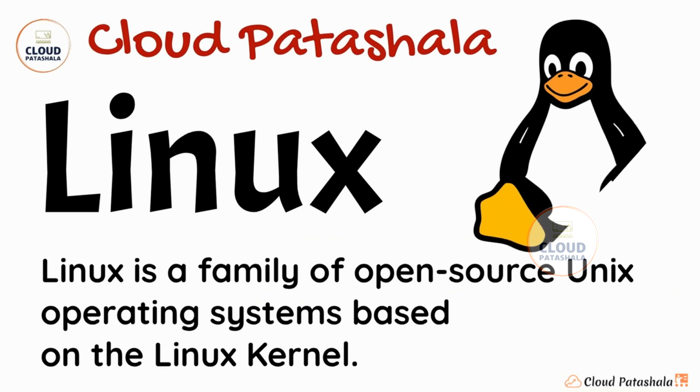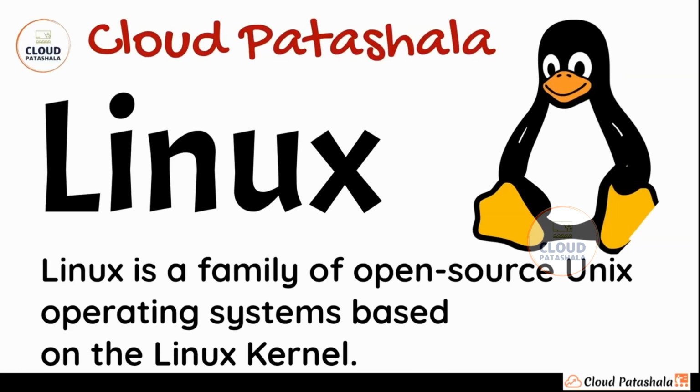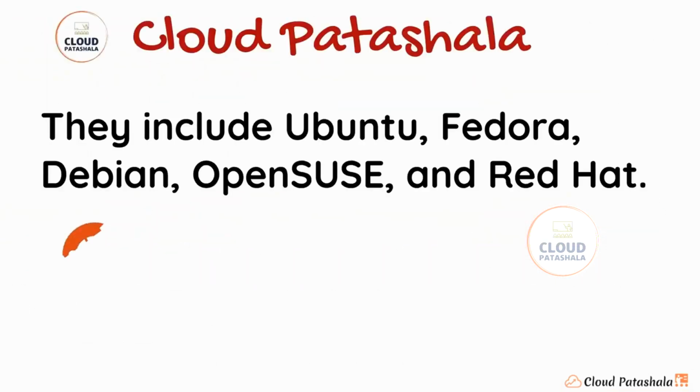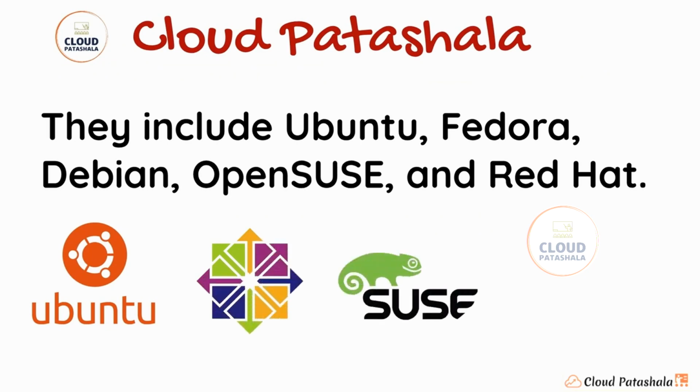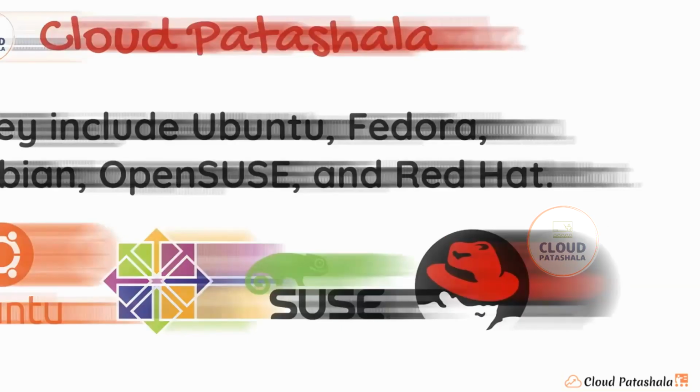Linux is a family of open source Unix operating systems based on the Linux kernel. They include different operating systems like Ubuntu, CentOS, Fedora, Debian, OpenSUSE, which is also called SUSE Linux, and we have Red Hat, which also has CentOS under it.